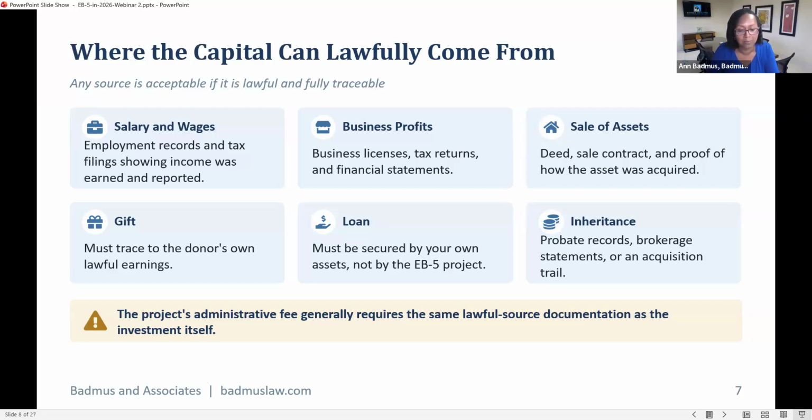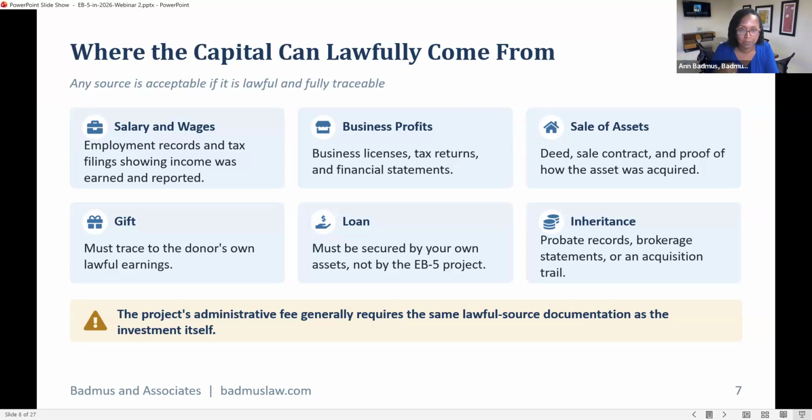So first, an important framing point: there really is no approved list of acceptable sources. We do list some of these, but it's not necessarily an approved list. This is what the USCIS has accepted in the past, but USCIS is not asking what kind of income you have. What they're really asking is, was the money obtained lawfully, and can you show or trace it? Can you show where it came from?